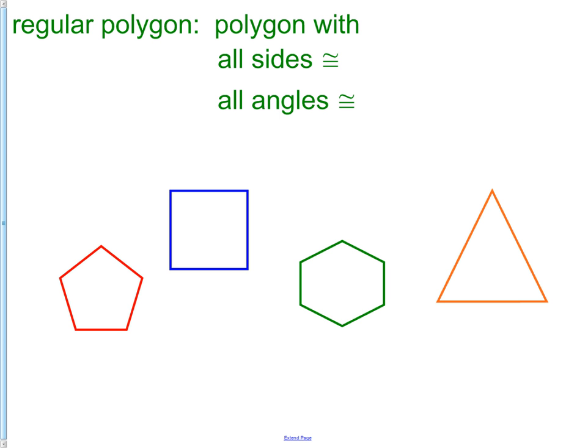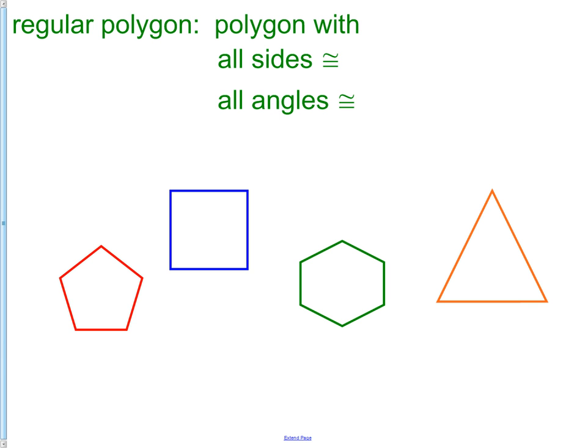There are 4 pictures below. All of them would be considered regular. Some of them have special names. Some of them we just call regular. The blue one I bet you all know the name for. If you were thinking square, you'd be correct. The triangle on the right is actually called an equilateral triangle. The other two would just be called a regular pentagon on the left in the red and a regular hexagon in the middle in the green.